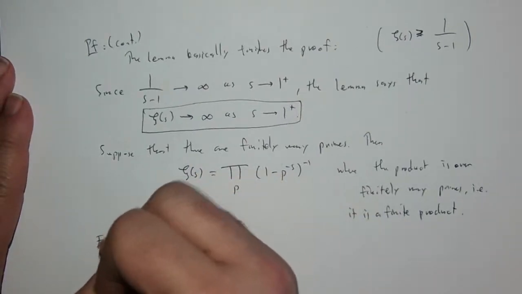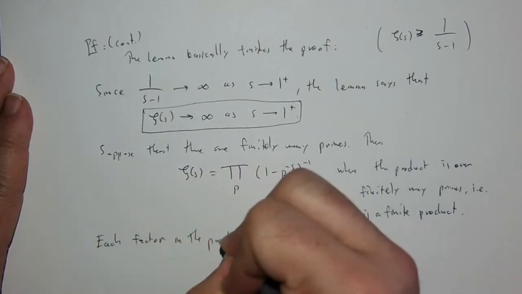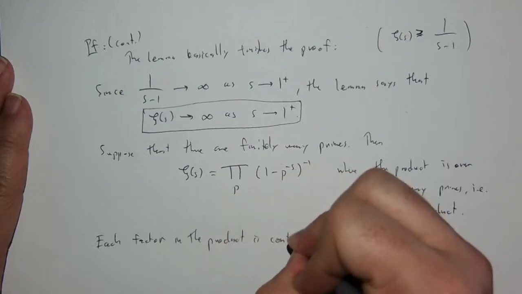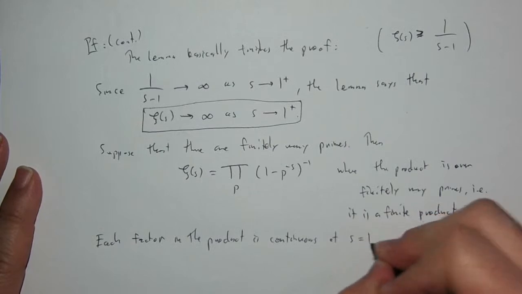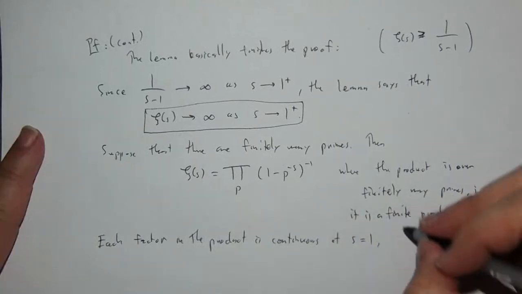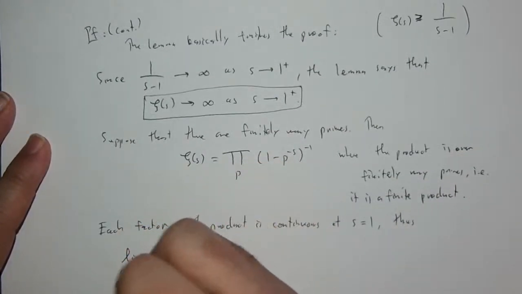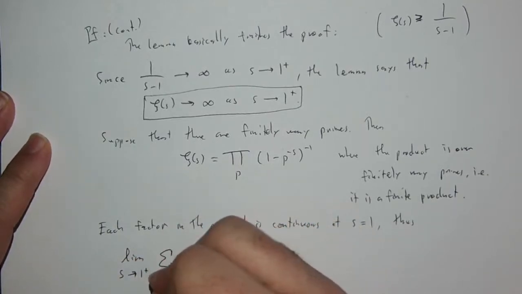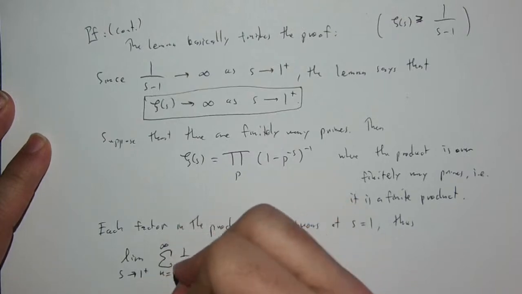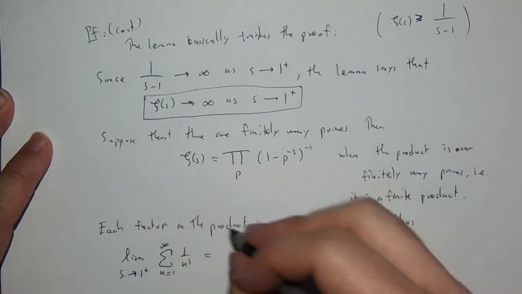Each factor in the product is continuous. Okay, so each factor in the product is continuous at s equals 1. Thus, the limit as s approaches 1 from the right of the sum from n equals 1 to infinity of 1 over n to the s, that's the limit of my zeta function.